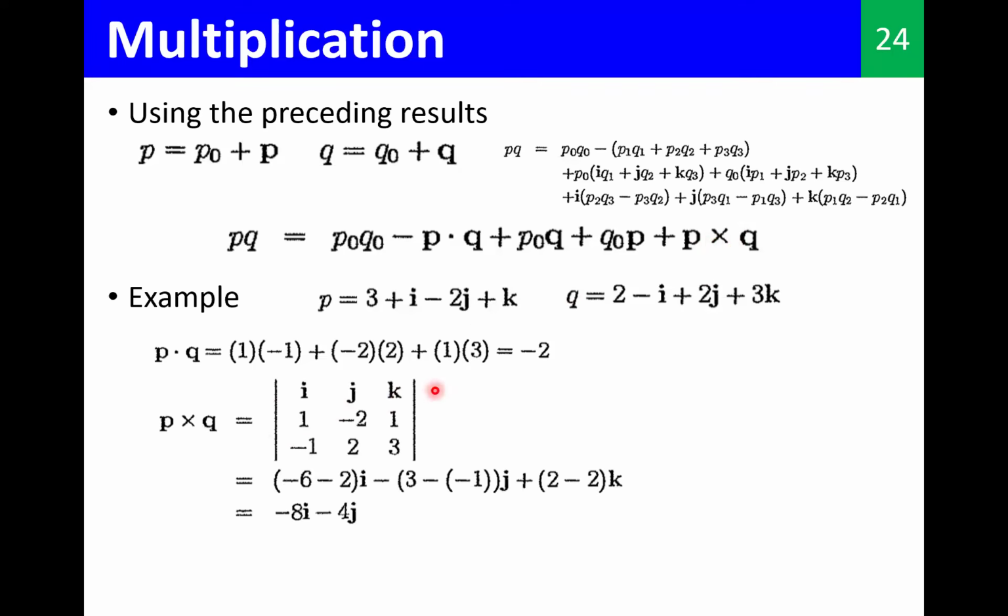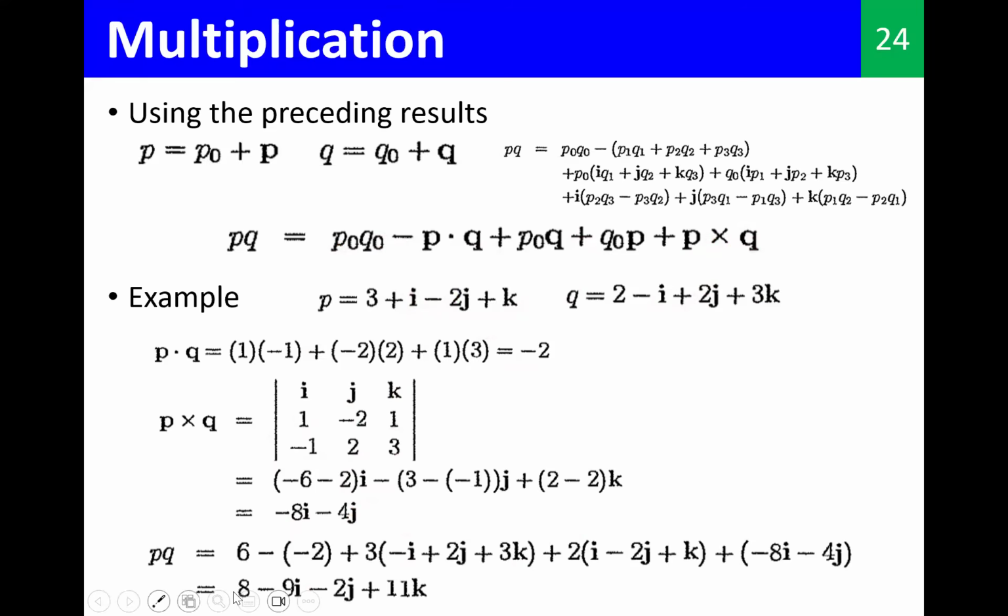So I have i, j, k. Then I have 1, minus 2, plus 1, this row. And then minus 1, 2, and 3, this row. And I can again find this answer. And when I put all these together for this formula, I will get a certain answer, right? So this is the quaternion product of P and Q. Okay, so you can see again you are getting another quaternion. There is a scalar and there is a vector.